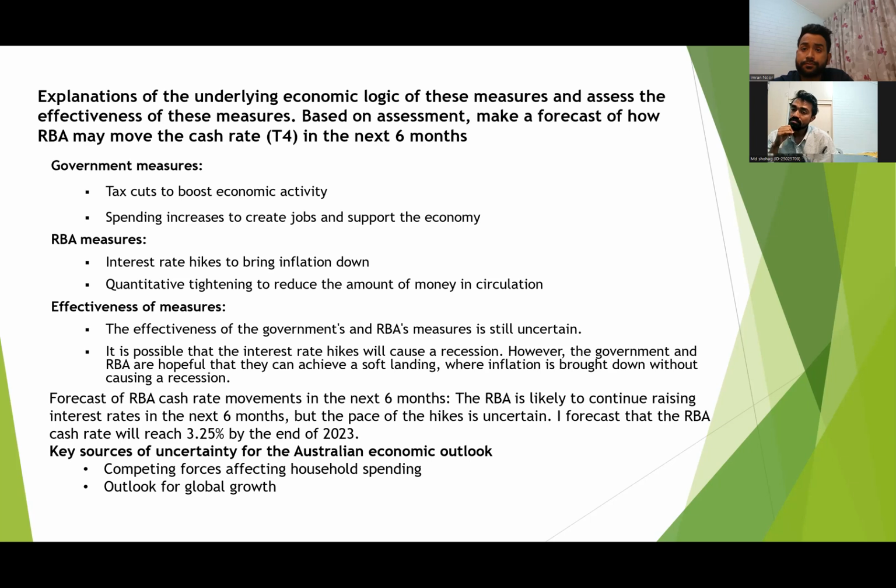Here we can see the effectiveness of the measures. The effectiveness of the government and RBA measures is still uncertain. It is possible that the interest rate hikes will cause a recession. However, the government and RBA are hopeful that they can achieve a soft landing. And for the forecast of RBA cash rate movement in the next 6 months, the RBA is likely to continue raising the interest rate, but the pace of hikes is uncertain.